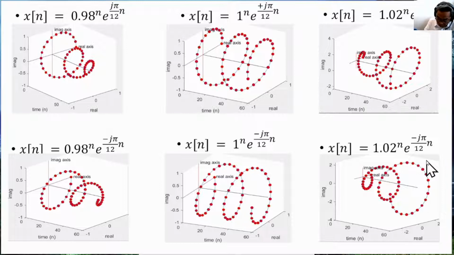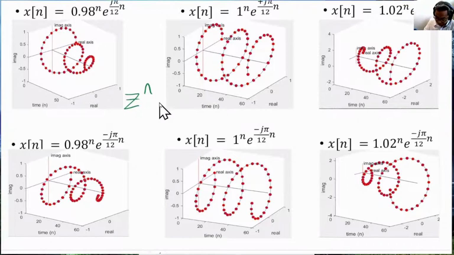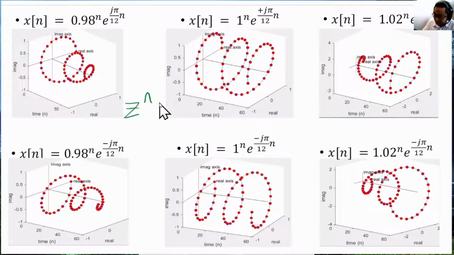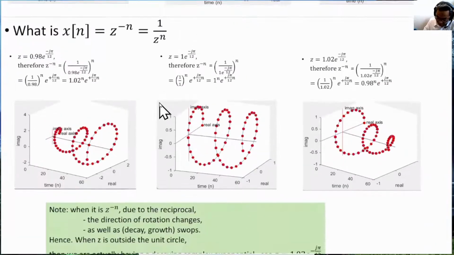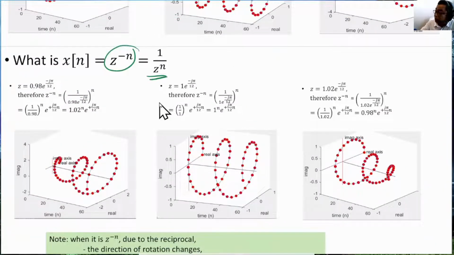Now we have talked about z to the n, but z to the n is not what we are interested in. We're interested in z to the minus n. So what is z to the minus n? It is nothing but 1 over z to the n. So two things happen here.